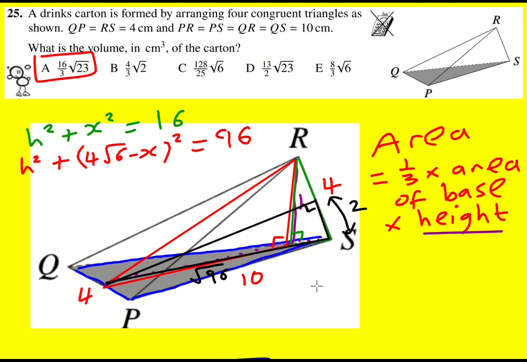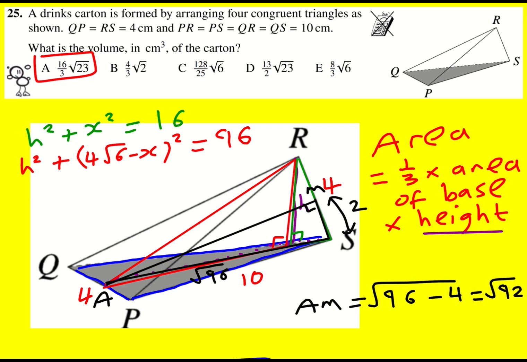So I can now work out, let's call this A and this M. I can work out the length AM. AM is going to be root 96 squared, so 96. And I'm going to minus this squared, so 4. Square root it. We're going to get root 92. So AM is root 92.